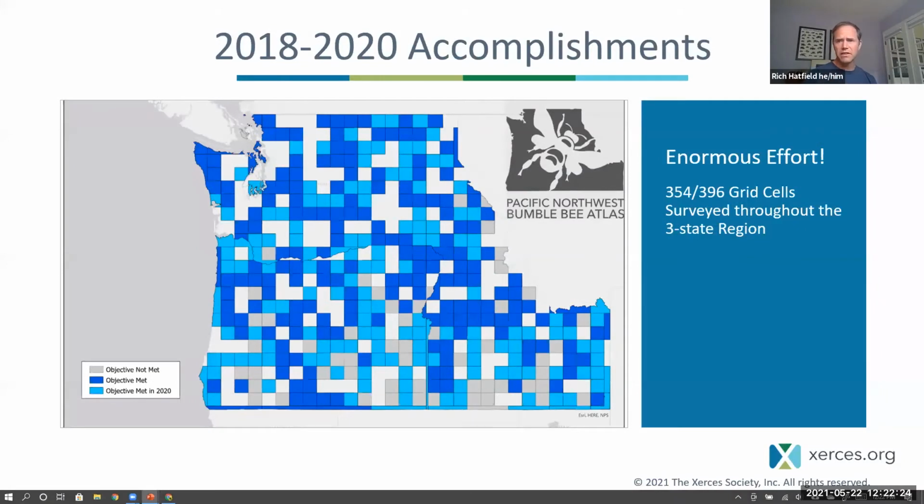We set out in the first iteration of the project to survey 396 grid cells. So we divided the states up into equal area grid cells and conducted surveys within those grids. We were able to complete surveys in 354 of those. So over 75% of those grids that we selected were sampled in the first iteration. We're hoping to fill those gaps that you see, the gray cells and the blank cells, over the next 3 years so that we can completely finish the picture.